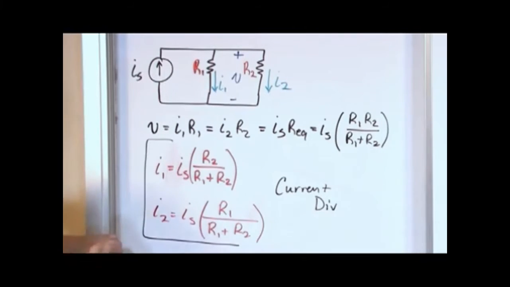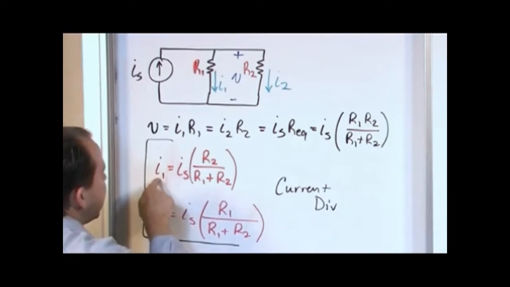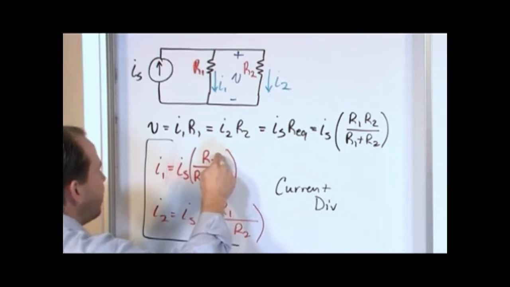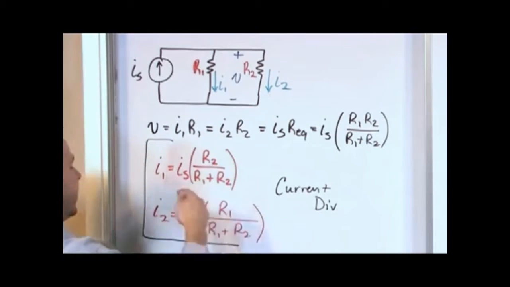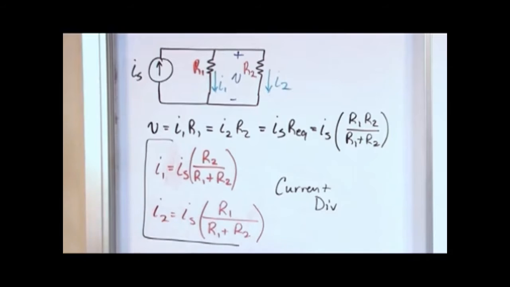The only thing you really have to remember here is that if you want it in leg 1, you got to use leg 2 on top. If you want it in leg 2, you have to use leg 1 on top for the resistances. So you have to use the opposite leg, and that's really the main thing here.